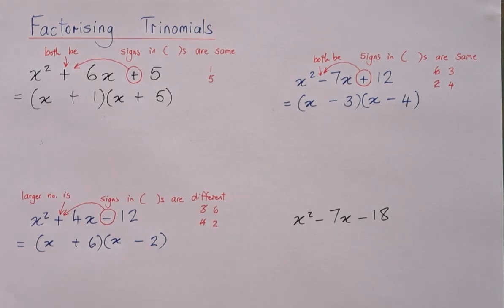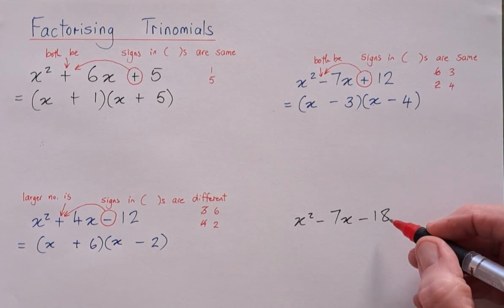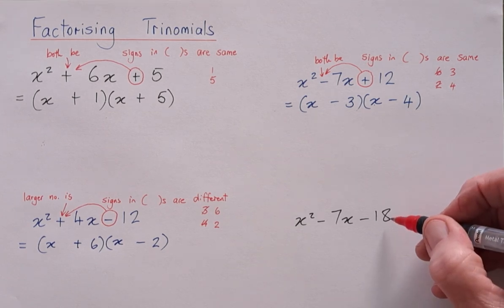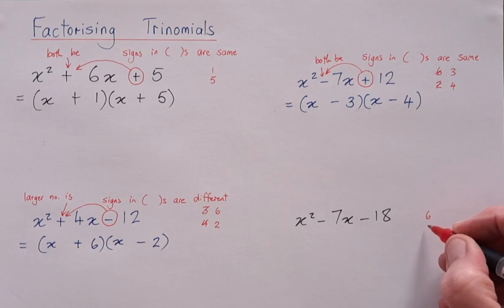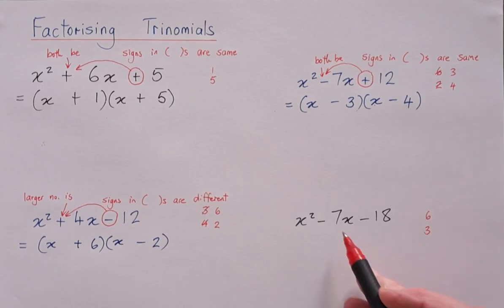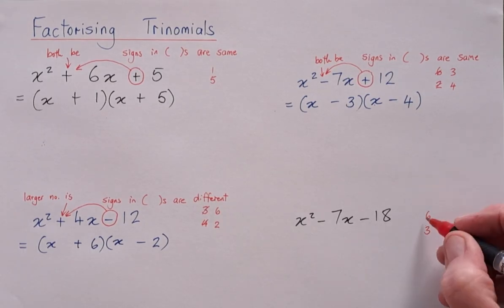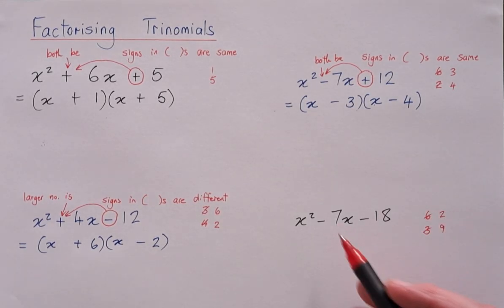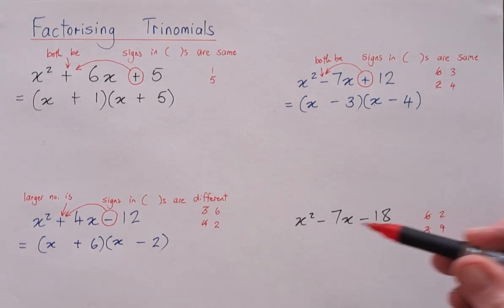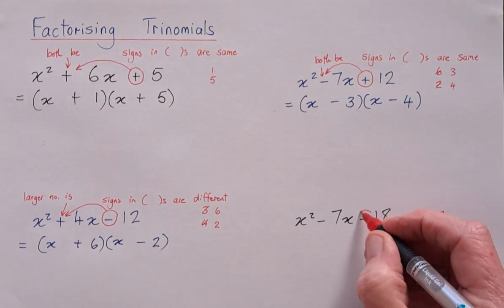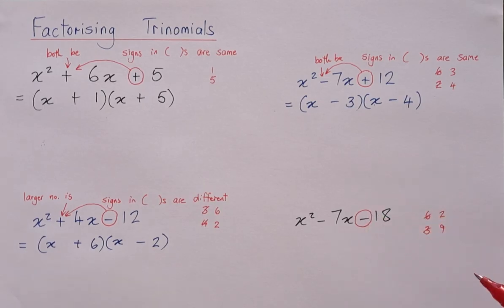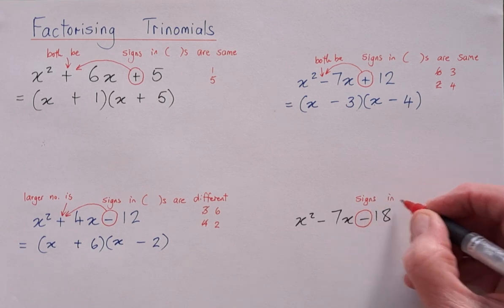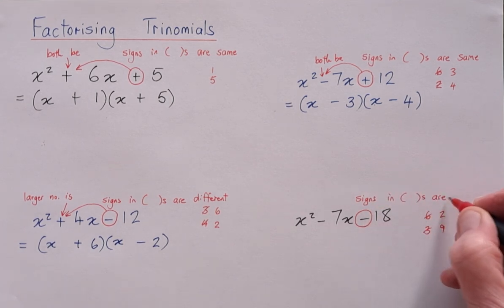Looking at our last example, let's look at our constant number again, 18. So I could use 6 times 3. So let's test that. 6 and 3, can they give me 7? Definitely not. So let's try 2 and 9. Can 2 and 9 give me 7? Yes, through subtraction. If I say 9 minus 2, I'm going to get 7. And this again is telling me that it's going to be a subtraction situation, and it's also telling me that the signs in the brackets are different.